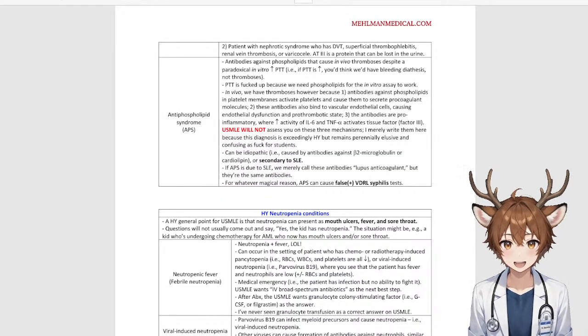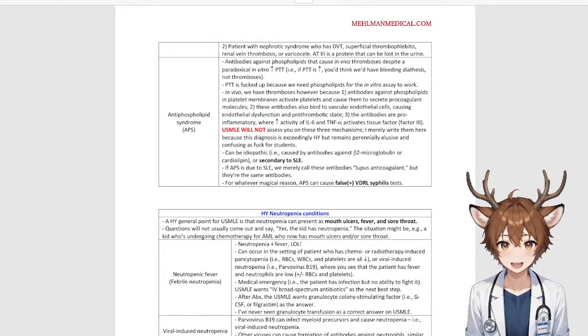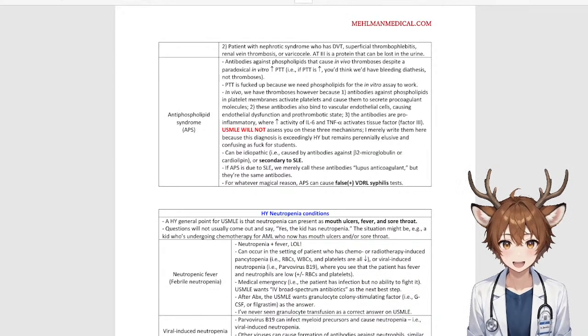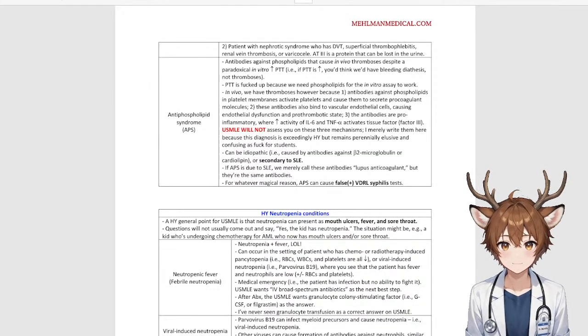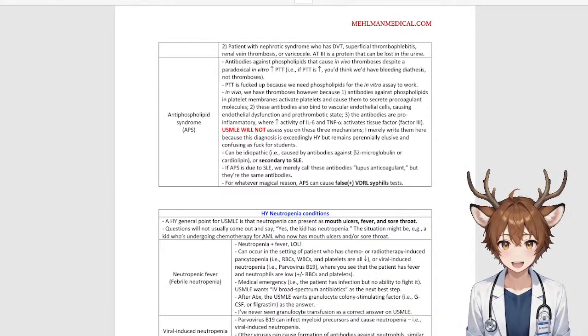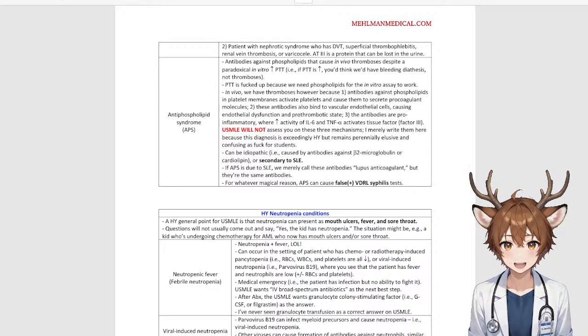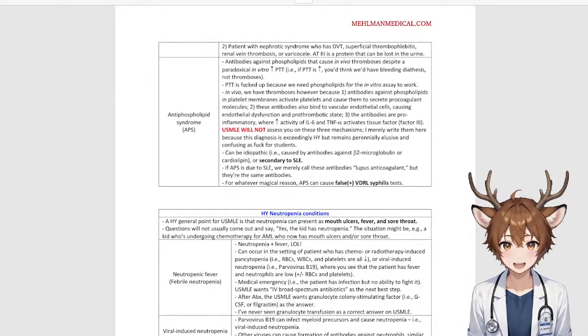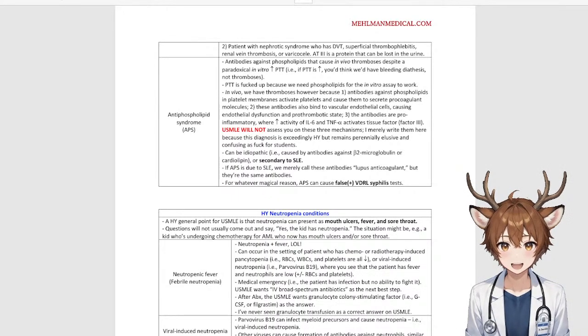In vivo, we have thromboses, however, because: 1. Antibodies against phospholipids in platelet membranes activate platelets and cause them to secrete procoagulant molecules. 2. These antibodies also bind to vascular endothelial cells, causing endothelial dysfunction and a prothrombotic state. 3. The antibodies are pro-inflammatory, where elevation and activity of IL-6 and TNF-alpha activates tissue factor, factor 3.